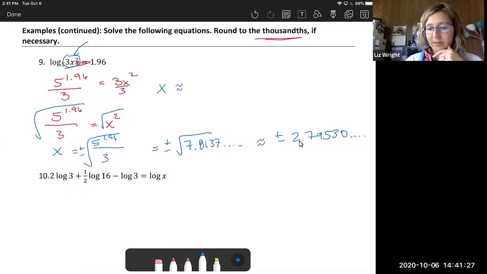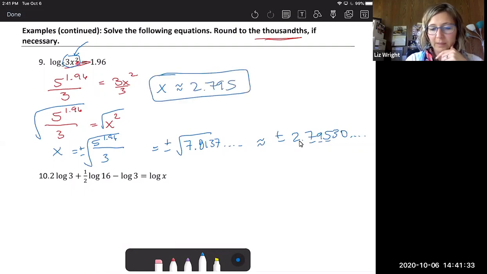So rounding to the thousandths, 2.795. And sorry, I forgot my plus minus. Don't forget that. You miss a point on quizzes and tests for forgetting that. So don't forget that.